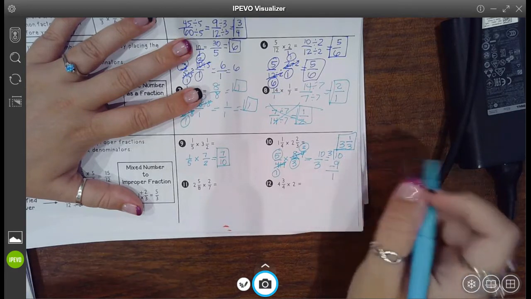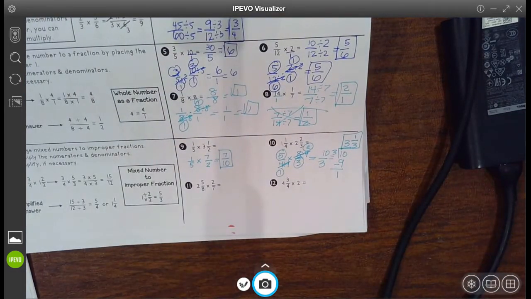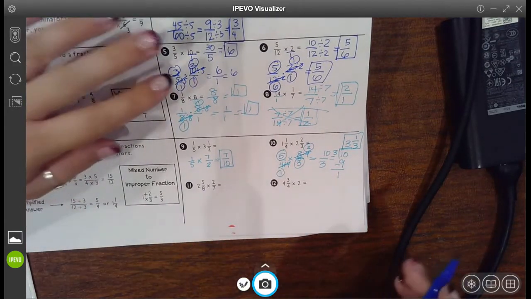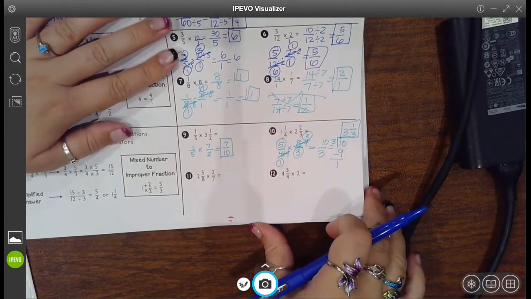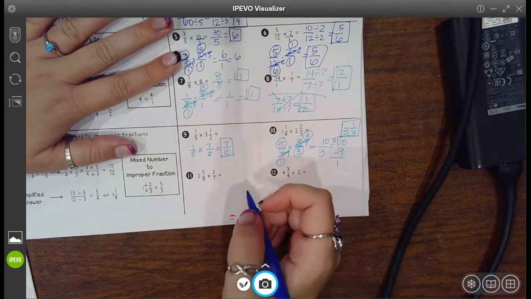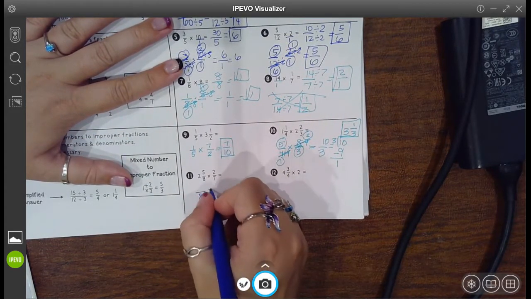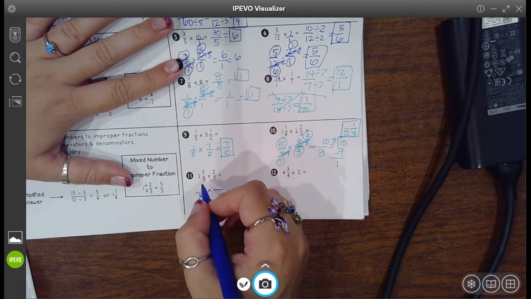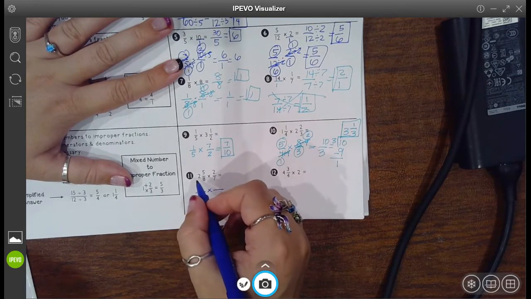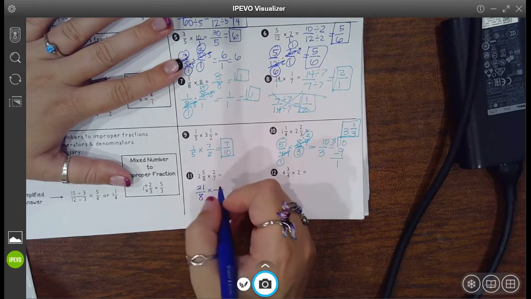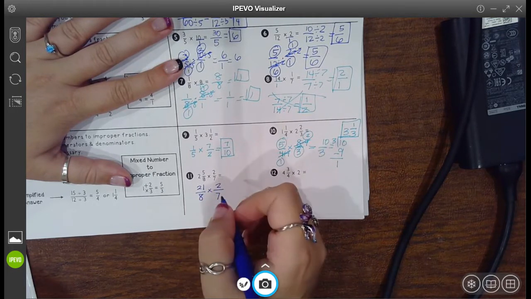Okay, again, if you haven't tried any of these yourself yet, pause it, try it, and then come back and join us. Okay, so you try these last two. All right, you unpaused it, you're back with us. When you change this to an improper fraction, you did 8 times 2 is 16, and 16 plus 5 is 21. Then this is just 2 sevenths.